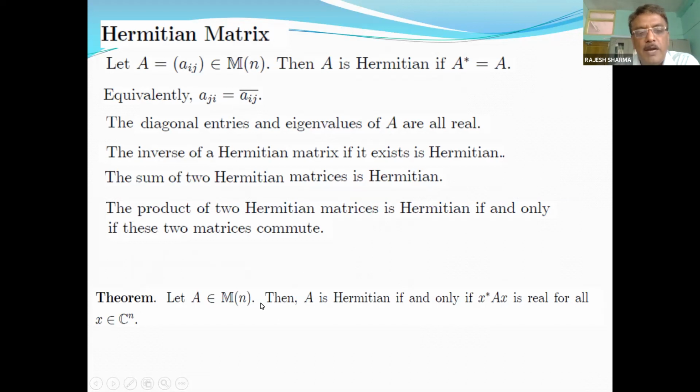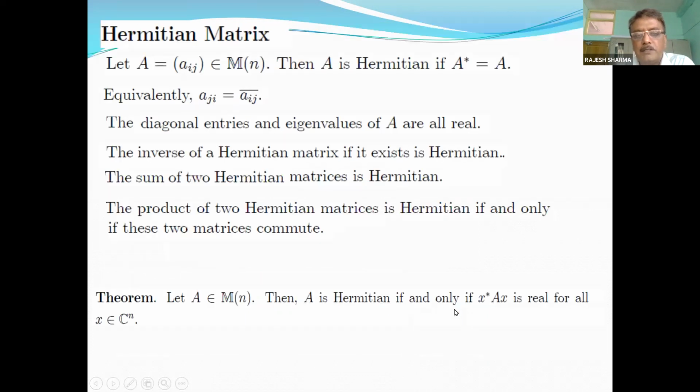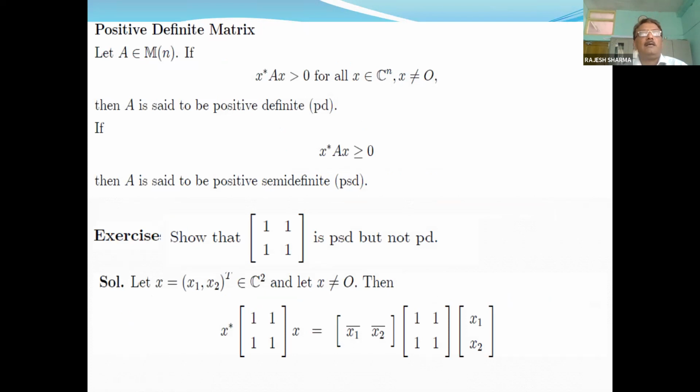Now this first theorem: let A belong to Mn. Then A is Hermitian if and only if x star Ax is real for all x belonging to Cn. This we have studied in numerical range. If x star Ax is real, then A is a Hermitian matrix. The proof we have already studied.